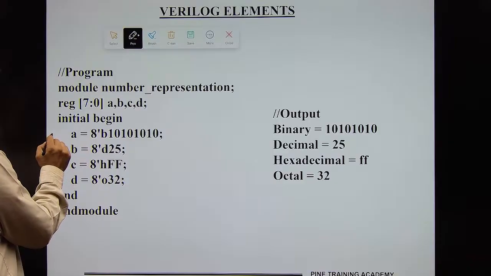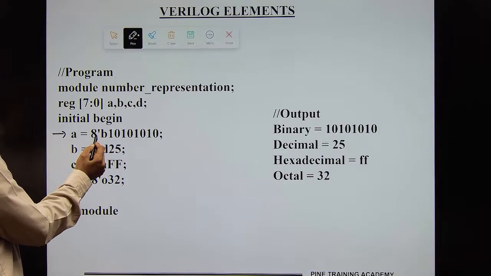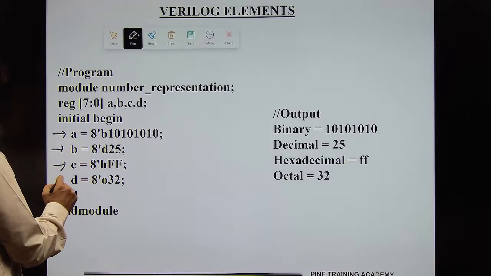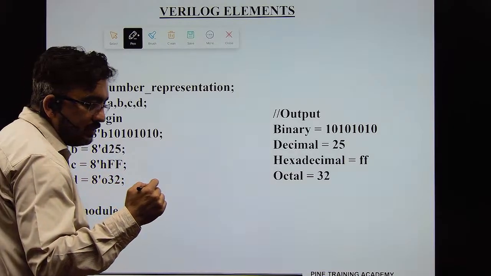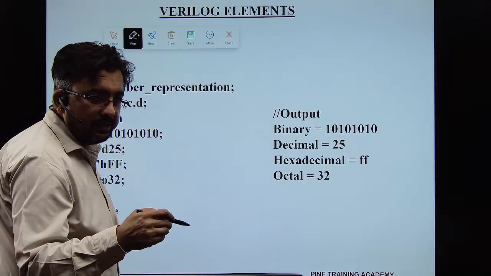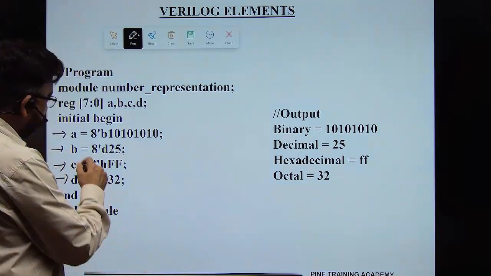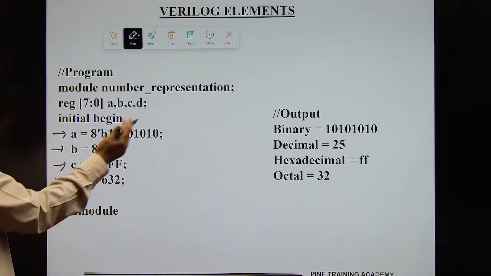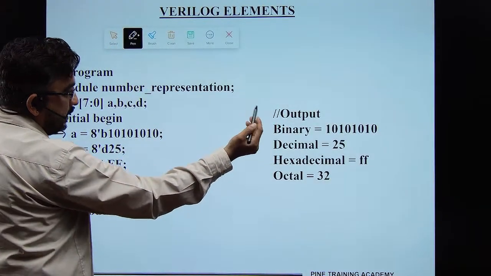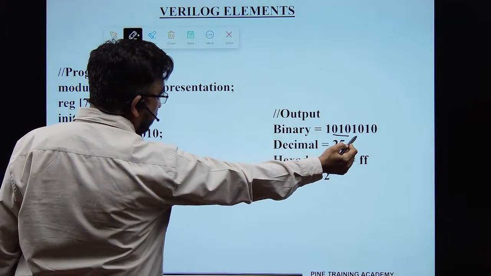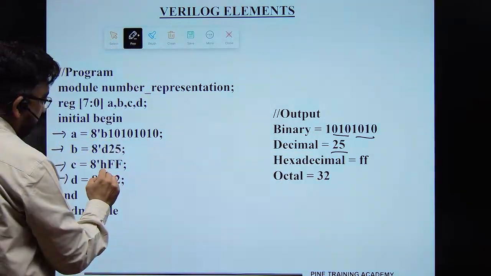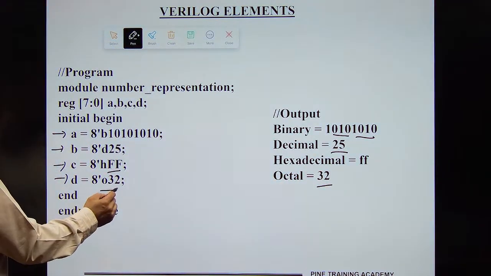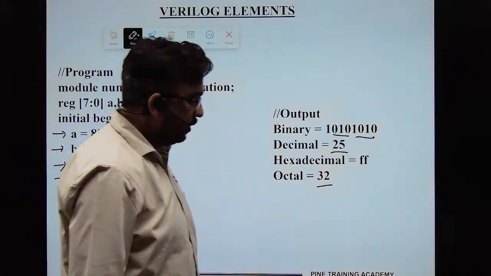So initial begin. This is how A is A tick B, A tick D25, C and D. If you are assigning some values, then you have to do it like this. Then what is my output? The output is the same. You can see the output in terms of 8, 1, 25, 15, FF and 32.